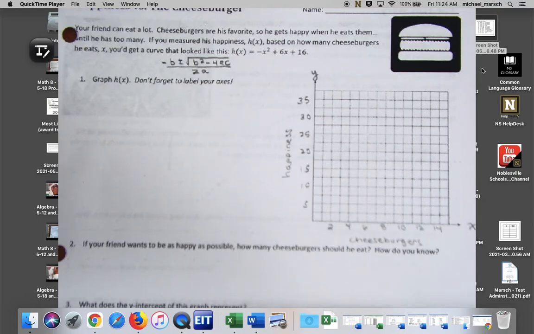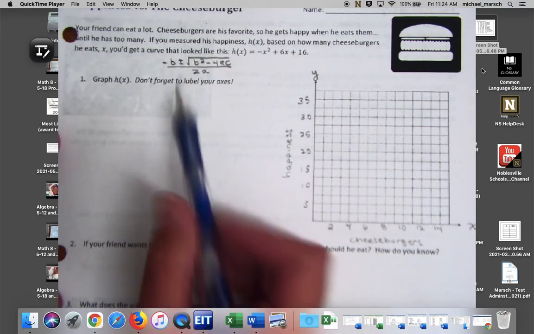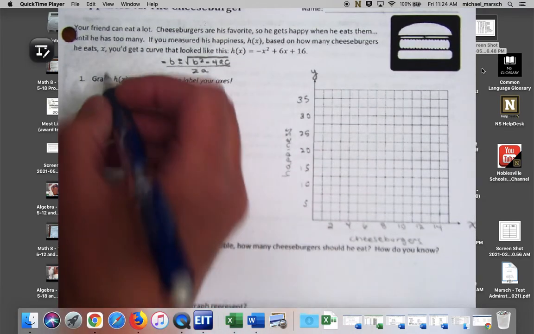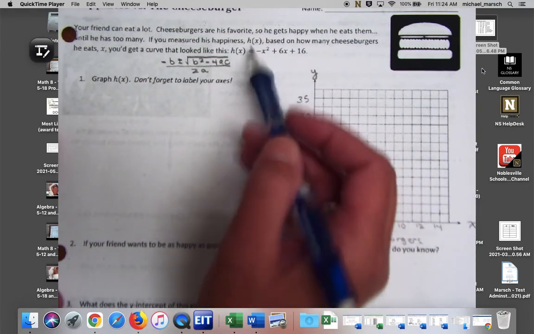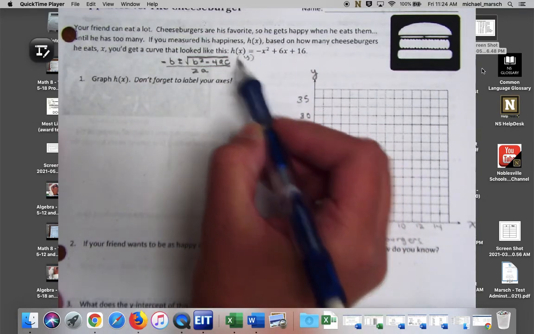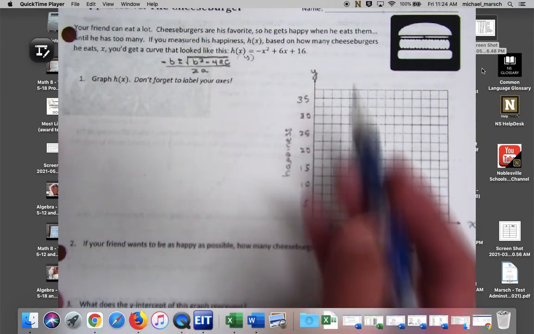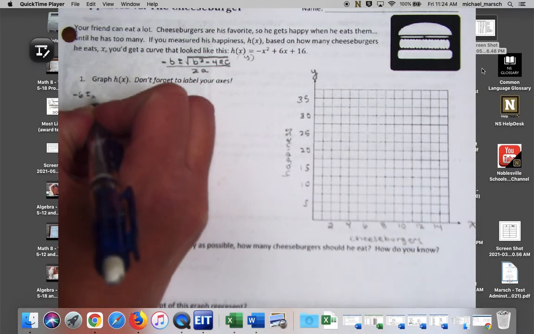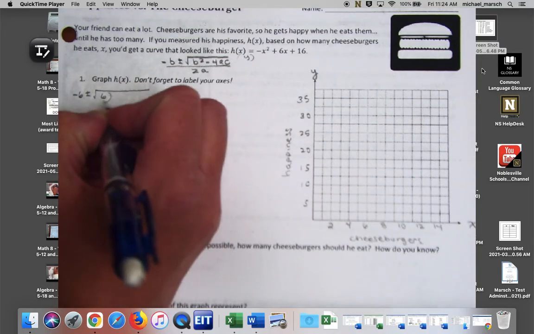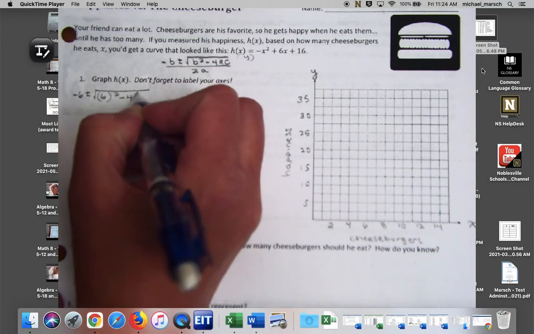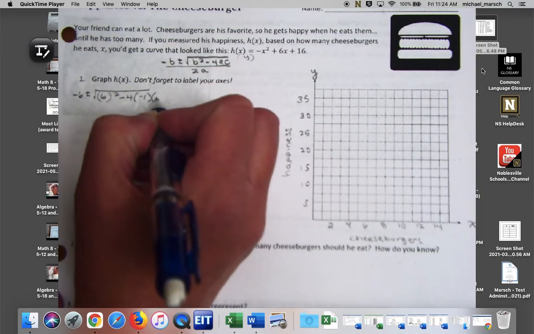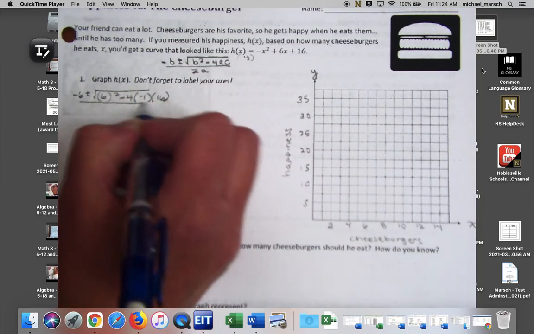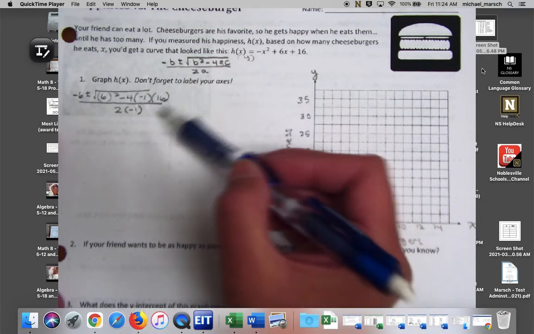Okay, so the first thing we need to do is figure out our x-intercepts. So we're going to use this quadratic formula to do that. We have the y, remember h of x is just like saying y, equals opposite x squared plus 6x plus 16. So we have negative 6 plus or minus the square root of 6 squared minus 4 times negative 1 times 16 over 2 times negative 1, right? Because there's that negative symbol there, so that's like a negative 1.